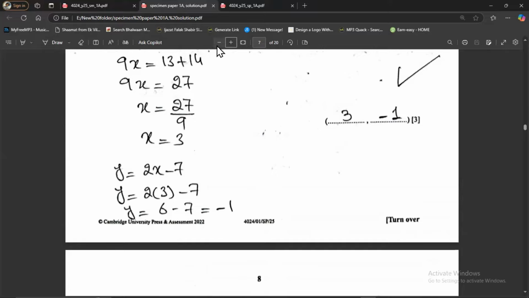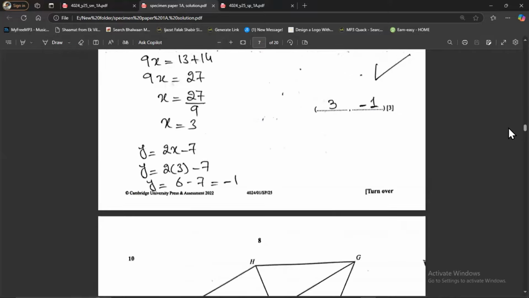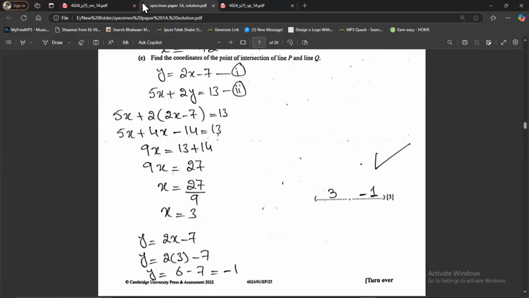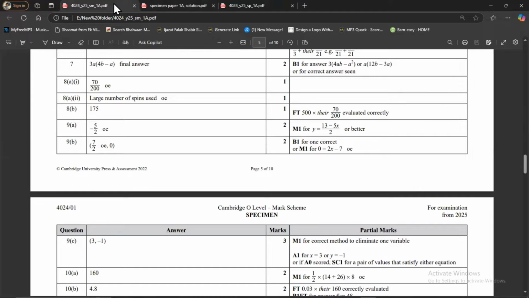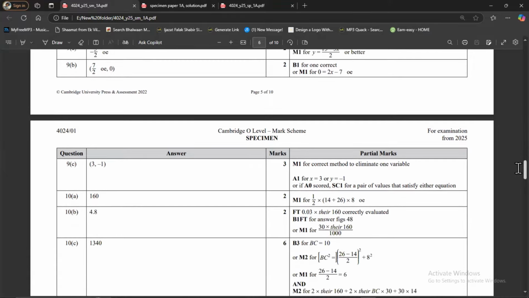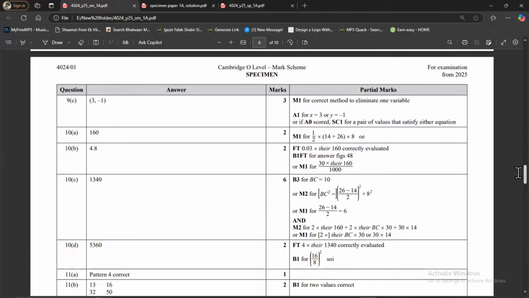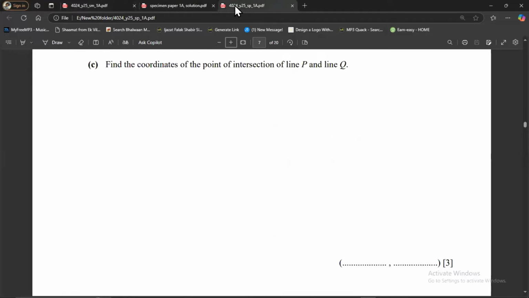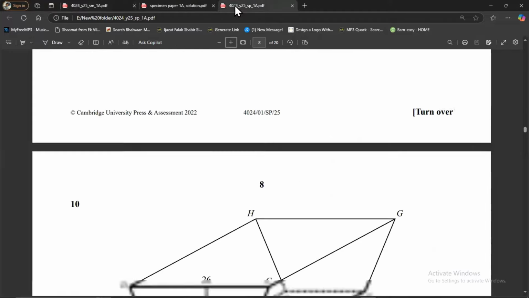So the coordinates of the point of the intersection will be 3, comma, minus 1. 3, comma, minus 1 is the right answer, sir. So 3 comma minus 1 is the right answer. Okay, so we are going to the next question.